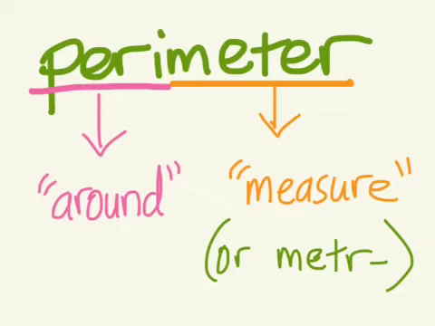So now that we know that perimeter is composed of those two words, meaning around and measure, if we flip-flop the order of them, we've got to measure around. So basically, perimeter comes from Greek and Latin, meaning the measurement around a two-dimensional shape.